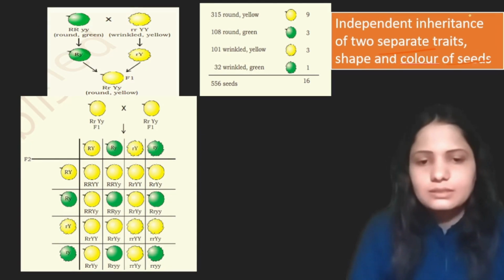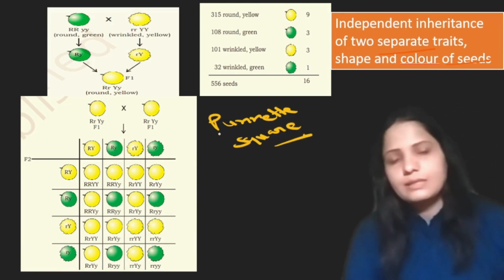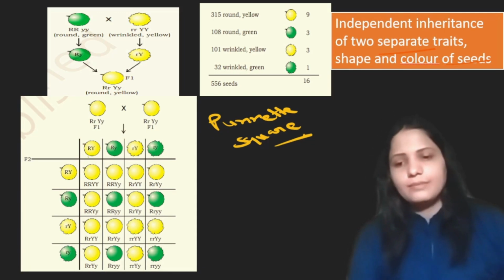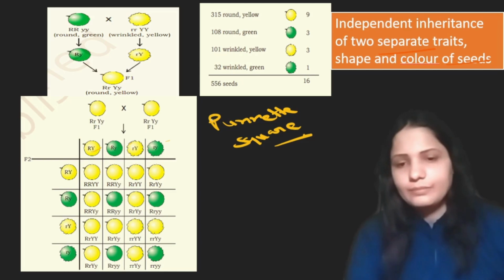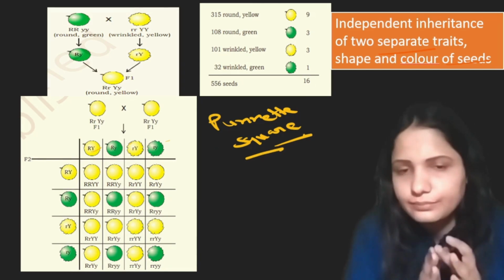how can we study this? We can study this with the help of a Punnett square. Now, what is this Punnett square? A Punnett square is the representation of genotype. This RRYY, this genotype of alleles, is the representation of the genotype of the offspring, the progeny of a cross.